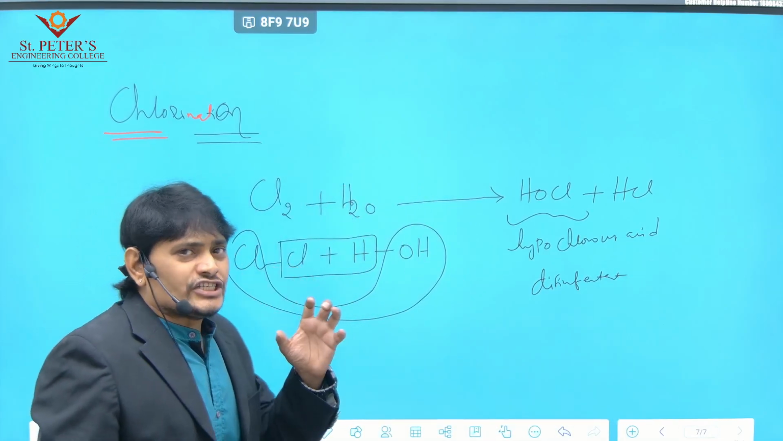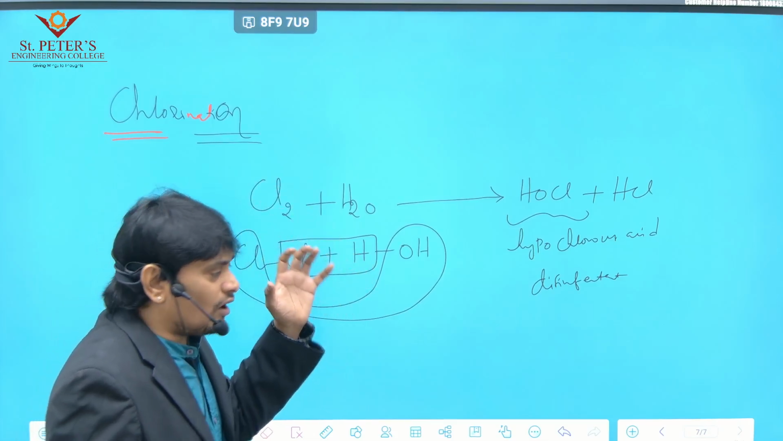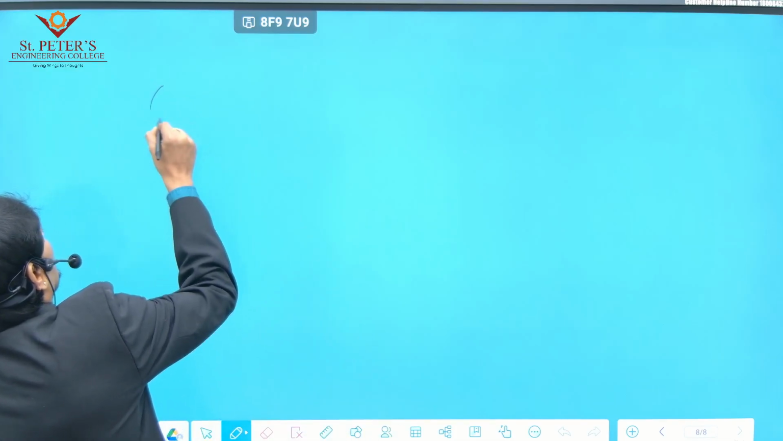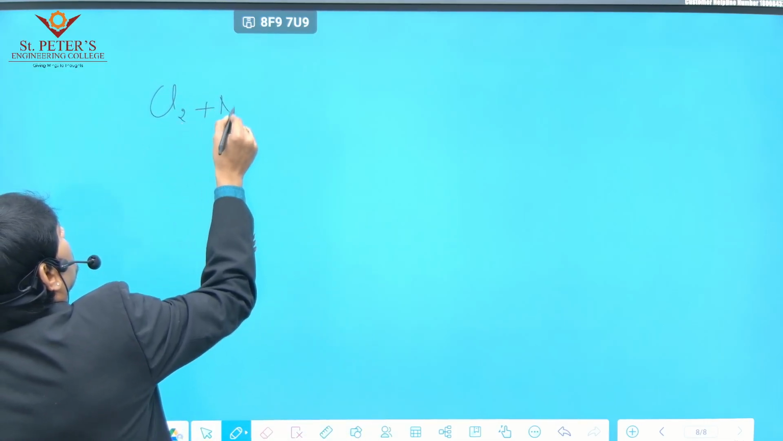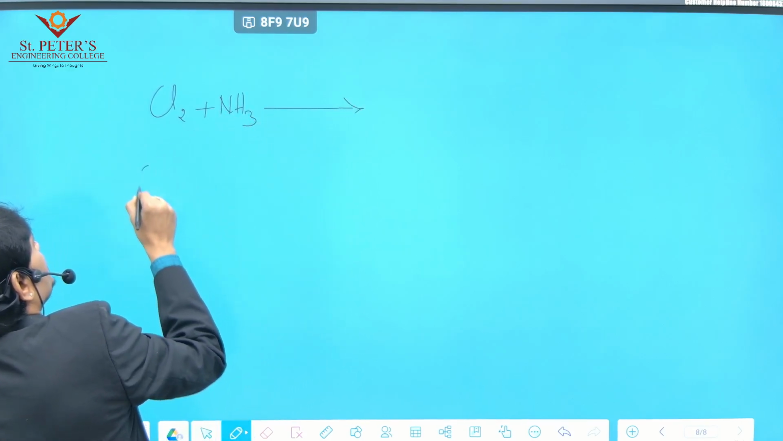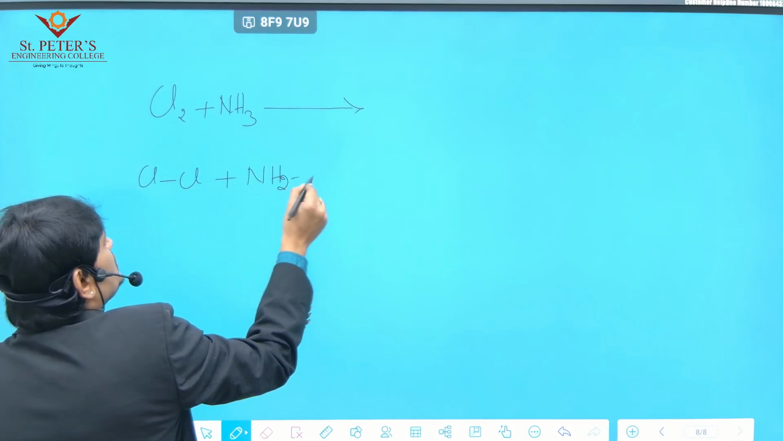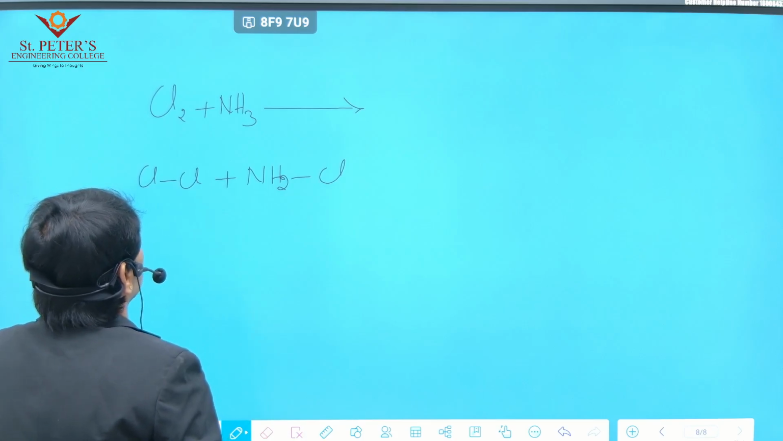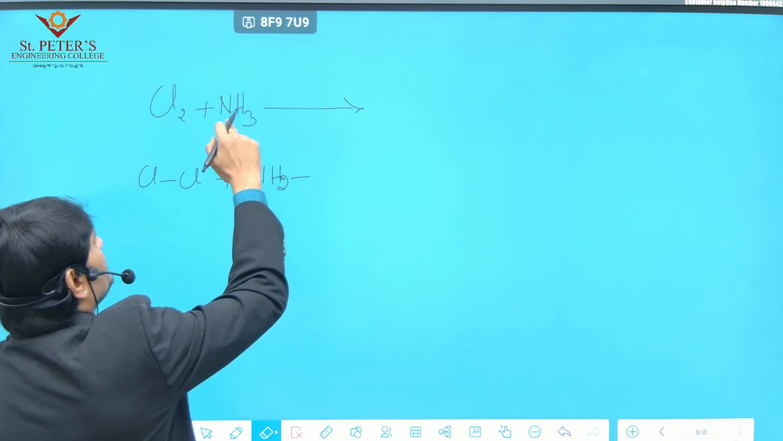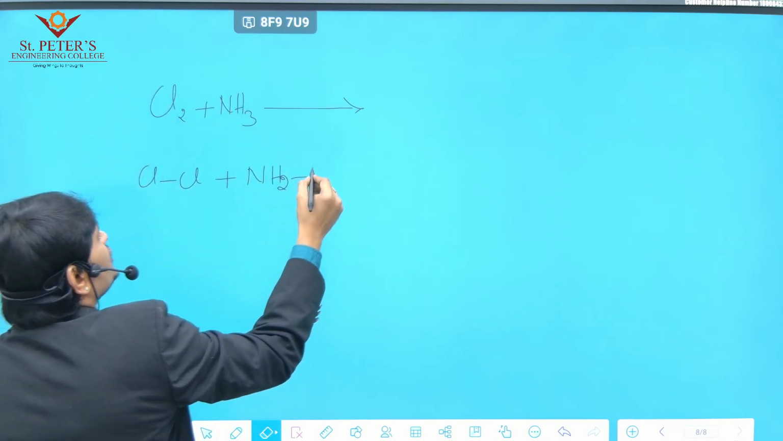The chlorination can be achieved directly by adding chlorine gas into the water, or by another method: adding chlorine and ammonia in stoichiometric ratio. Elaborating the structure, Cl2 is written as Cl, Cl, and NH3 as NH2, H.